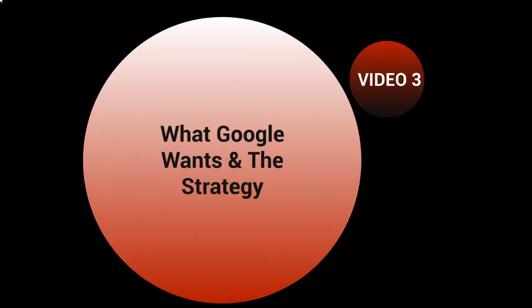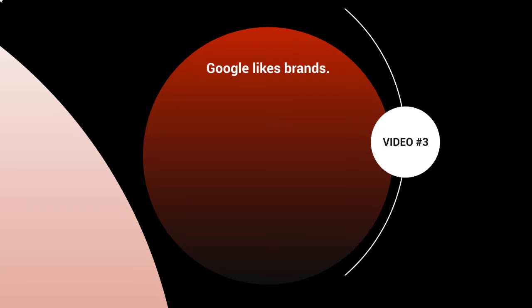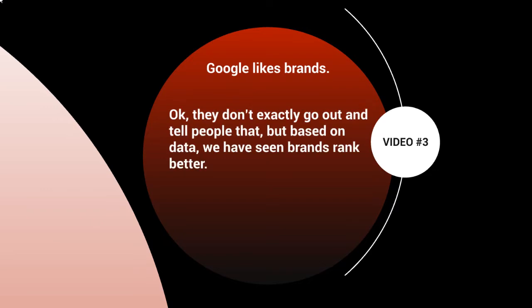Hello and welcome back. This is video number 3, and this is all about what Google wants and the strategy. Now, we don't know exactly whether this is true or not, but based on the data that we have seen, and based on the data that has worked not only for us but for many others, Google likes brands. It's not necessarily that they particularly like brands because brands make a lot of money or anything like that, but we've realized there are certain variables that make a brand stand out. So they don't exactly go out and tell people that they like brands, but based on the data that we've seen, we have seen brands rank better.